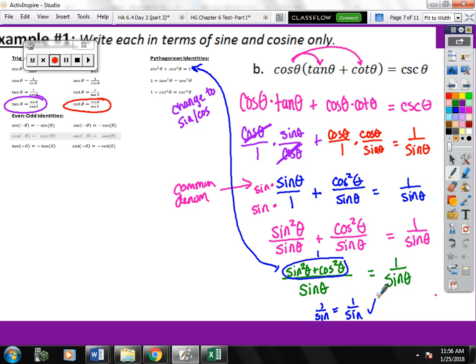Not as much work. Okay, you will see one like this in your homework. It's almost the same problem, but I think it says sine out front instead of cosine. But it's going to be the same process. So make sure you're showing work.